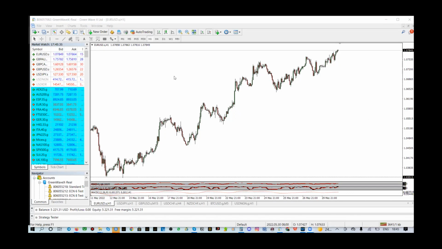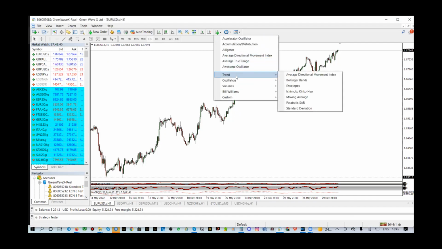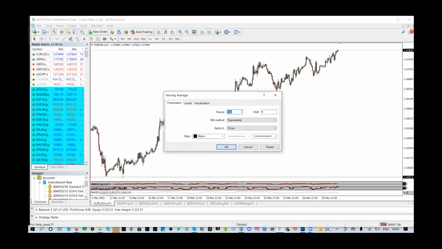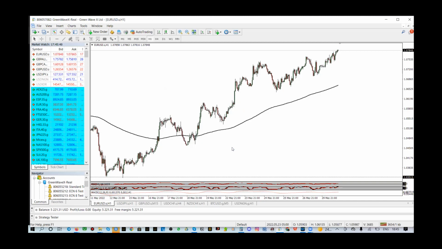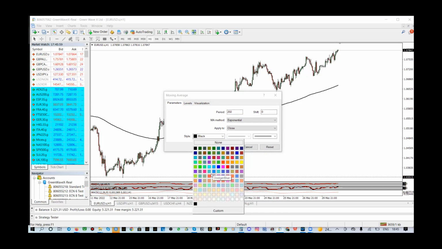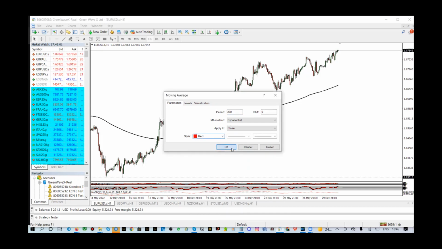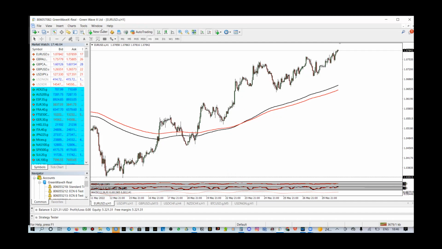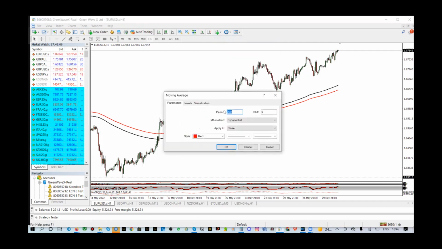So let's draw our moving average. The first, let's go here. This is where we have the indicator, trend, moving average. Then we can start with the 200 exponential. We can make that black. Okay, see that? And then we can also go for 250, and we can choose red for this one. And then we can also go for 300. Maybe we'll choose blue for that.